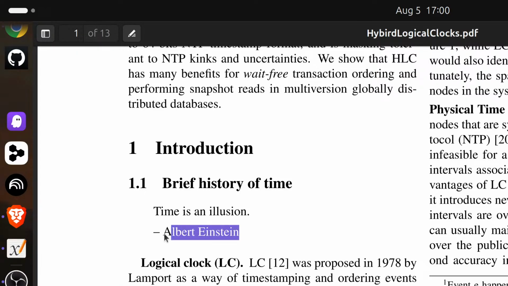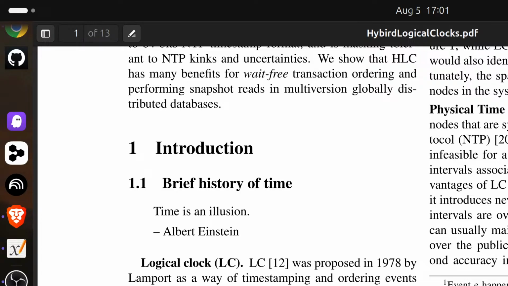Albert Einstein said time is an illusion. Why did he say that? Logical clock. Logical clock was proposed in 1978 by Lamport as a way of time stamping and ordering events in a distributed system. Okay, so logical clock is derived from physical time. For example, the NTP clocks.